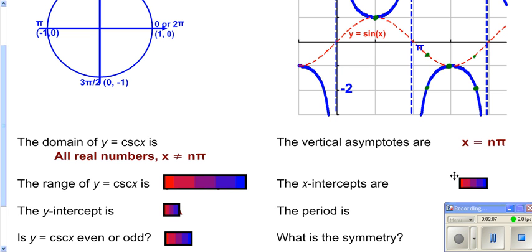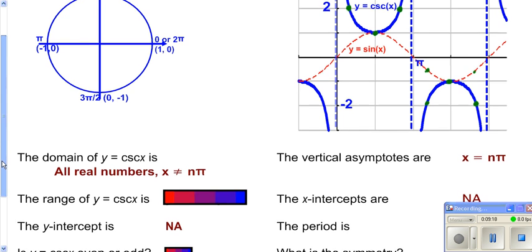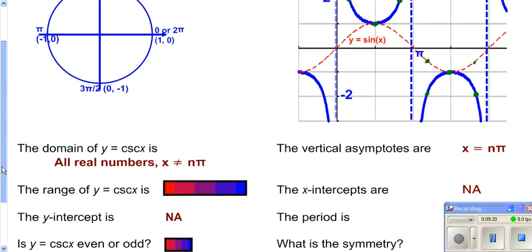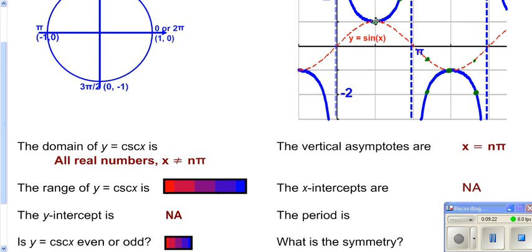Your x-intercepts over here on the right, it never crosses the x-axis. Y-intercept, you'll notice your graph never crosses the y-axis because there's a vertical asymptote there. Your range, you'll notice you start at 1, you go up forever. You also start at -1, go down forever.